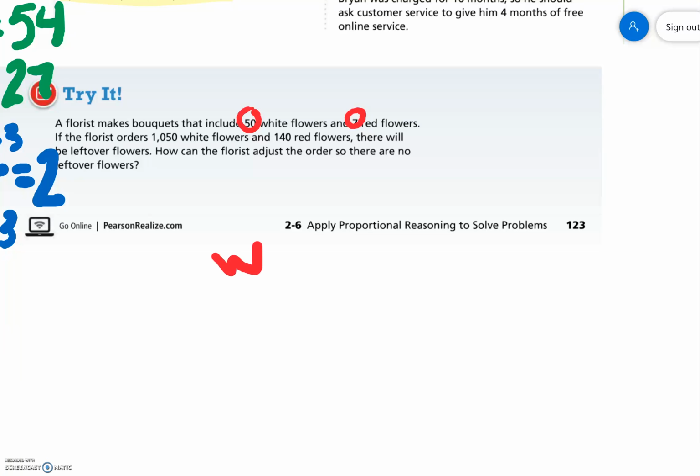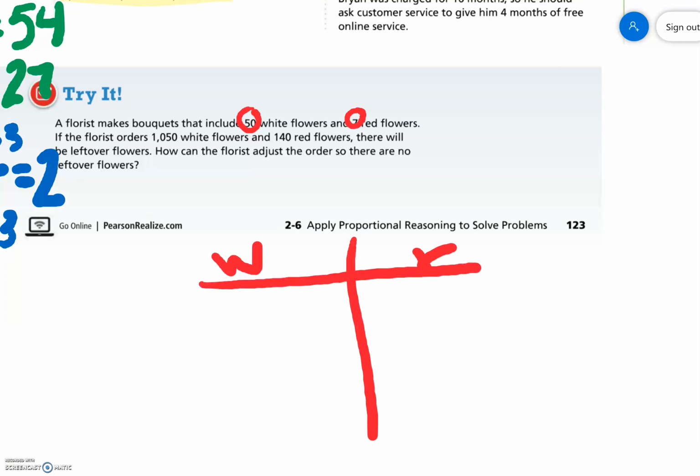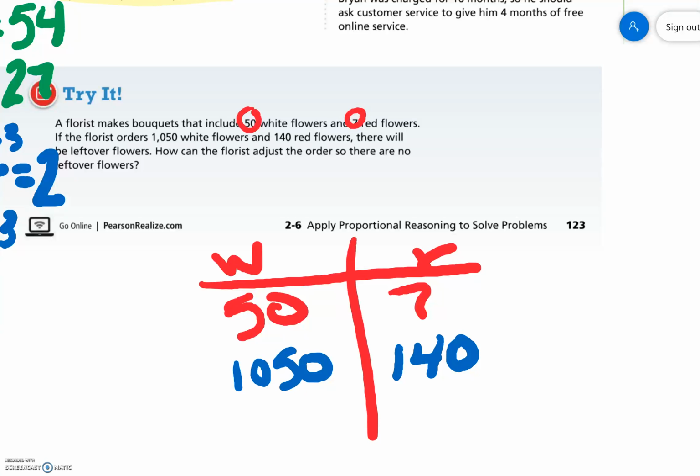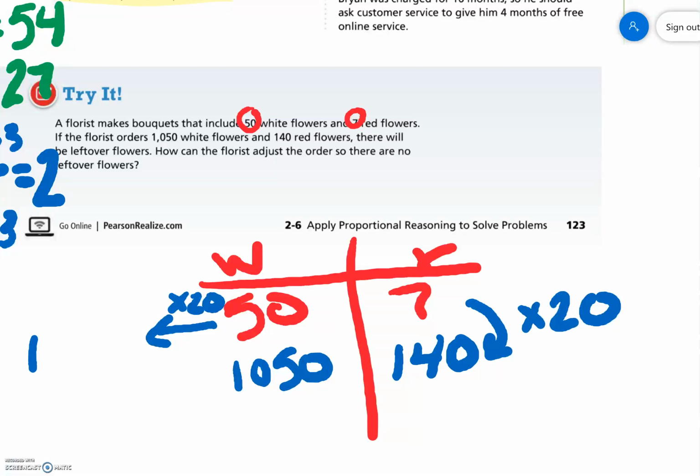Let's make a table. White, red. If we have 50 white flowers and 7 red flowers, and then we have 1,050 white flowers and 140 red flowers. Well, I can see a relationship between 7 and 140. 7 times 20 will give us 140. Let's see. 50 times 20 is equal to only 100.